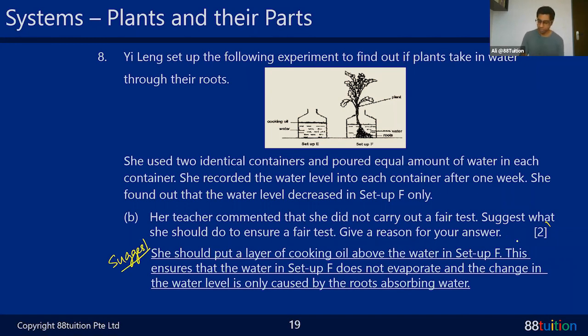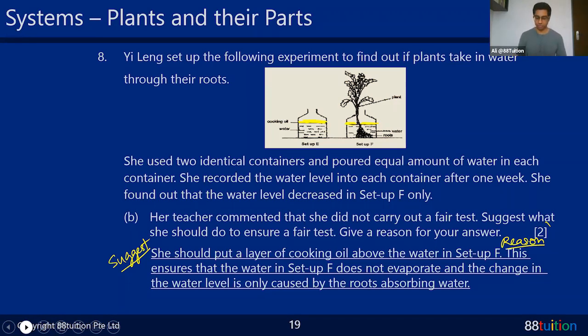Now, reason. Why should she do that? This ensures that setup F does not evaporate as well, and the change in water level is only caused by the roots absorbing the water. You can prevent evaporation, because evaporation happens on the surface of the water where water particles leave the surface, by placing oil on top. So oil is the protective layer to help this water stay there. But water can still exit through the roots. So everything that the water went out of this beaker is due to the roots only. It did not evaporate because you protected it by not letting evaporation happen, right? So that's what you should do.